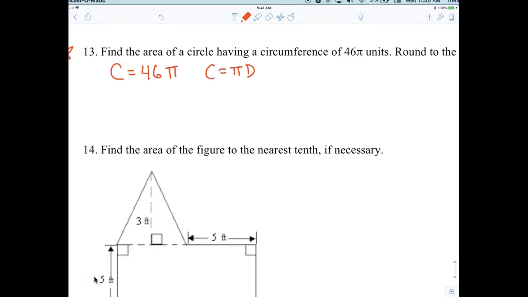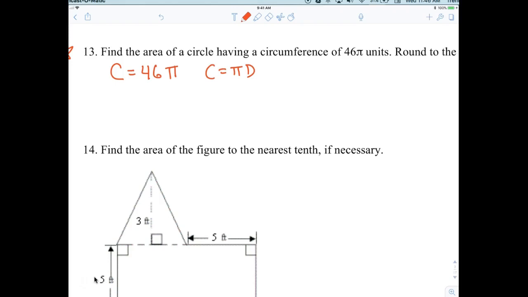If the circumference is 46 pi, what is the diameter? It's nothing to think about. It's just paying attention. I'm trying to get you to make a connection here. The circumference is what? 46 pi. Look how obvious that is. The only thing the diameter can be is 46, because if I replace the diameter with 46, I have what?